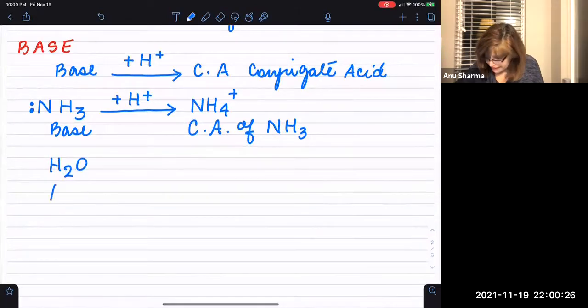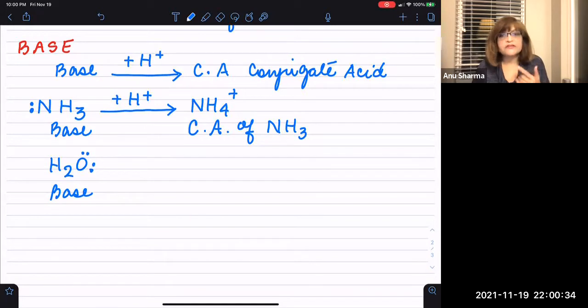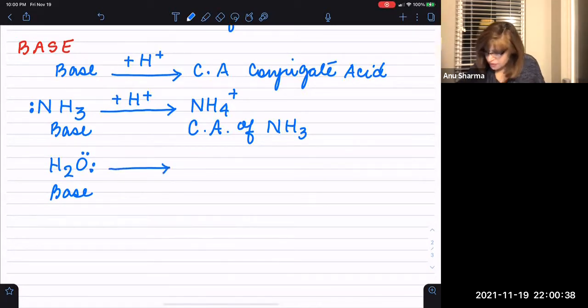H2O, water can act as an acid and a base. So in this case, water is acting as a base because water has these lone pairs. Anytime there are lone pairs, they can be given, okay?